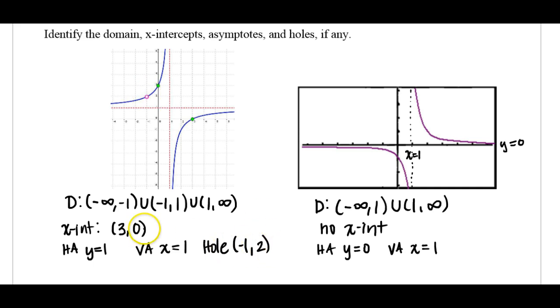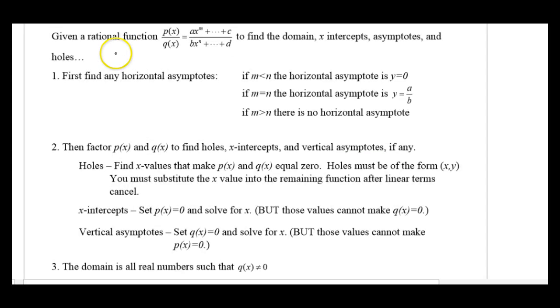So holes and x-intercepts have to be written as coordinate points. X-intercepts have to have a y value of 0, because x-intercepts live on the x-axis. But holes do not always live on the x-axis, like this one here is specifically at -1, 2. Now we're going to move on.